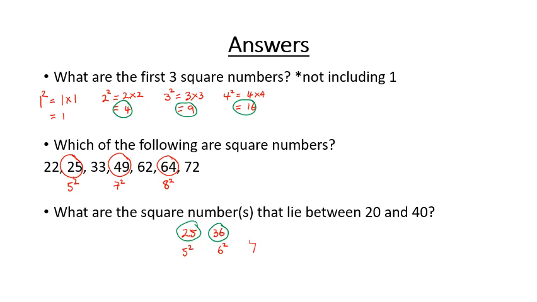If you tried to do 7 squared, you would have worked out that 7 times 7 is actually 49, and in this particular case that does not lie between 20 and 40.